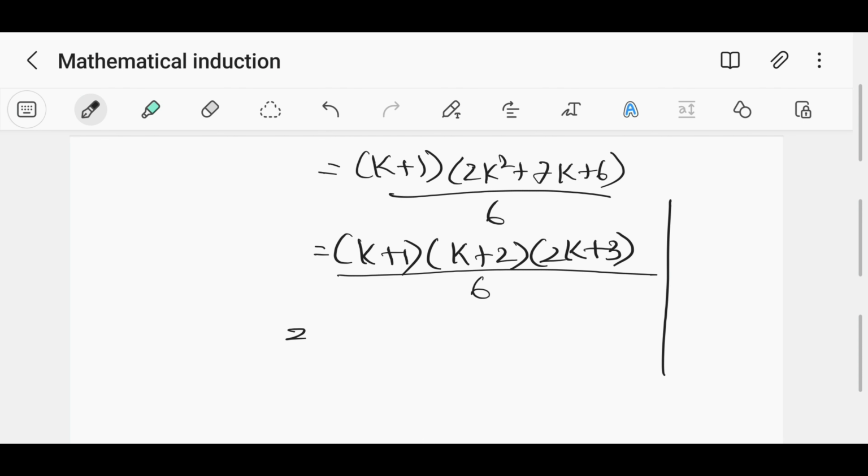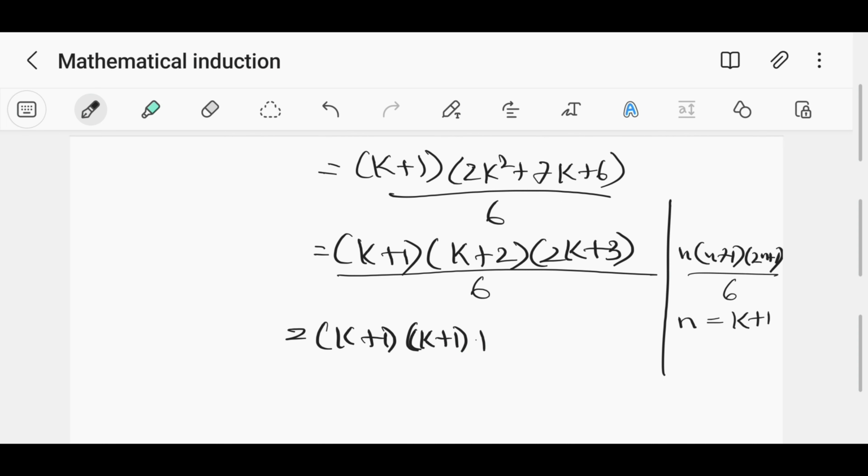So now if you remember the statement in the RHS, what did we have? We had n into n plus 1 into 2n plus 1 by 6. This term we had. So in place of n, I want k plus 1. In such a way you alter this. So we will get k plus 1 into k plus 1 plus 1. We can write 2 as 1 plus 1, right? So that is what I wrote here.